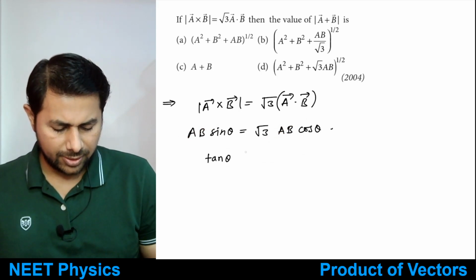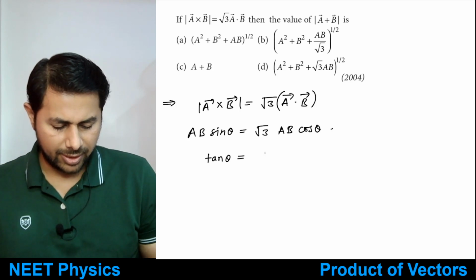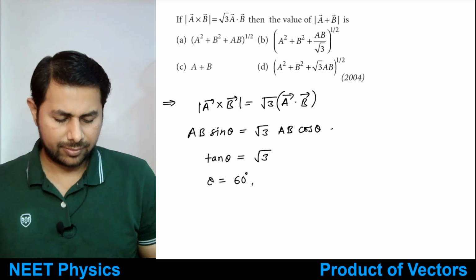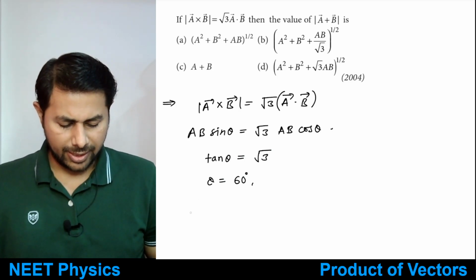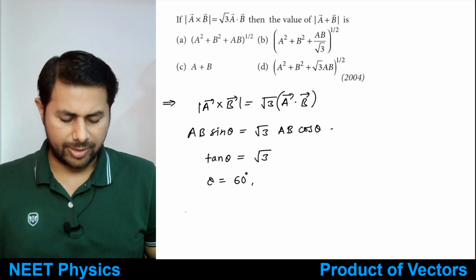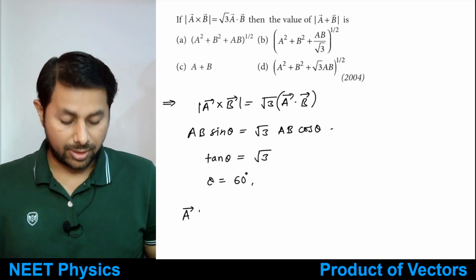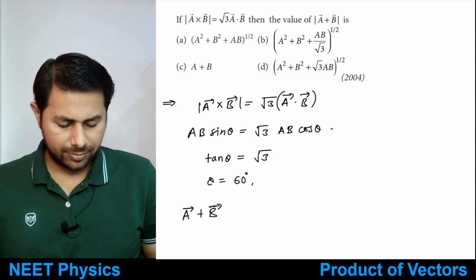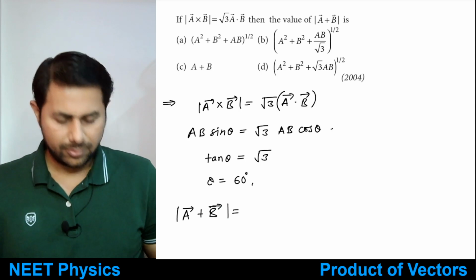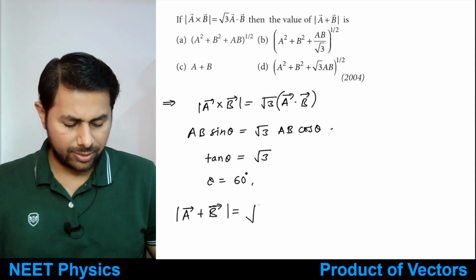This is just like the earlier question that we saw. Therefore theta is equal to what? 60 degrees. Okay, theta is equal to 60 degrees. And then they ask what is the magnitude of A bar plus B bar. So we know what the magnitude is.